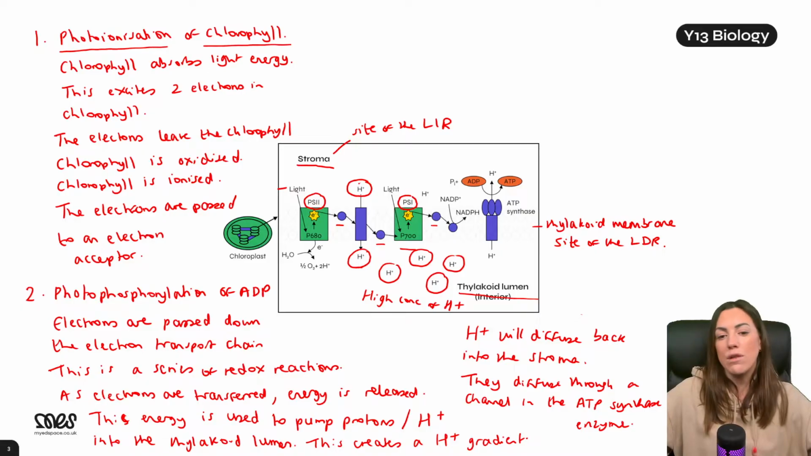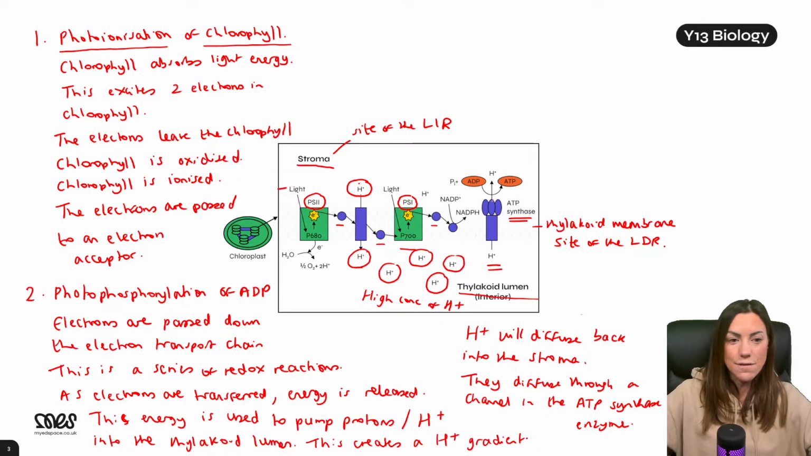Okay, remember these protons have a positive charge, so they cannot just diffuse through the phospholipid bilayer of the membrane. They can only pass through the proton channels. And these proton channels, as you can see on the diagram, are in the center of the ATP synthase enzyme.